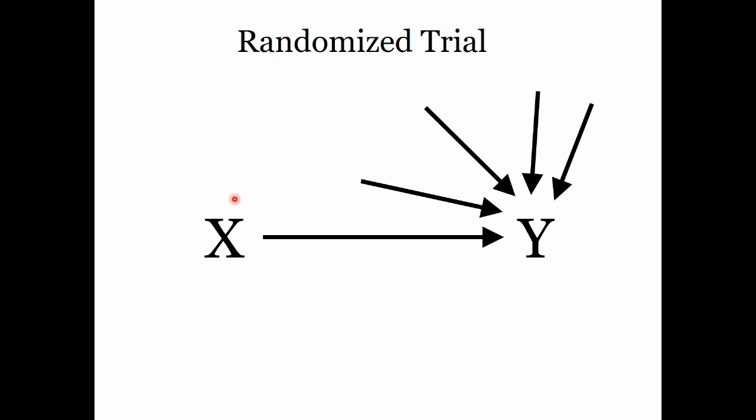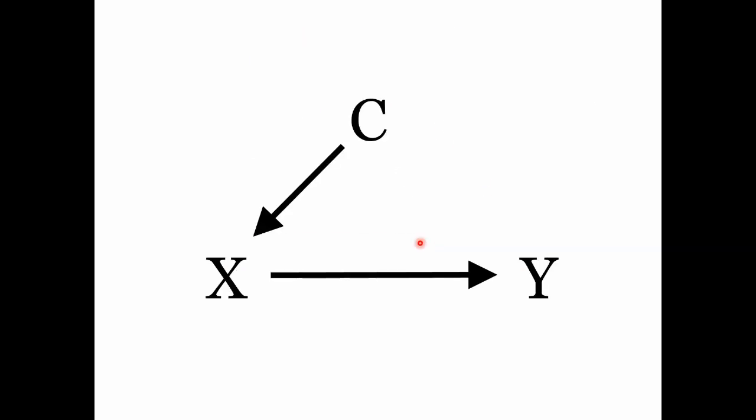As long as I have no arrows pointing to X, there's no causes of X, and there can't be a cause of X if X is a randomized allocation because it's completely at random. Then I can't have a confounder. Thus, I can't have a confounder explaining my association between these things. So this is essentially the DAG that we're talking about.